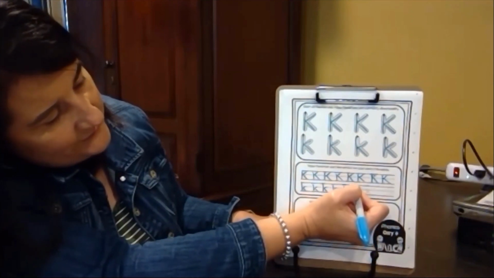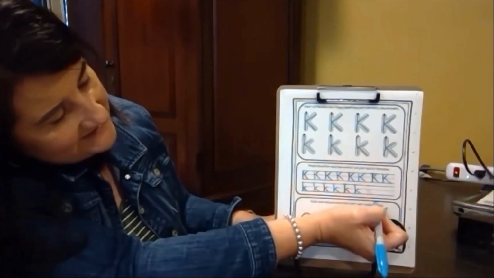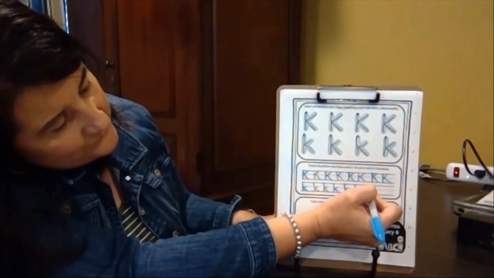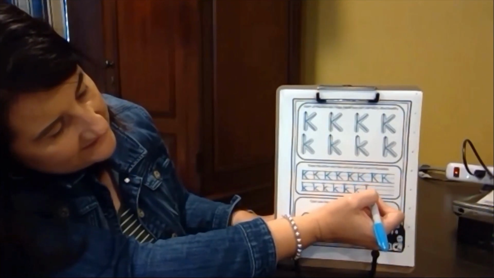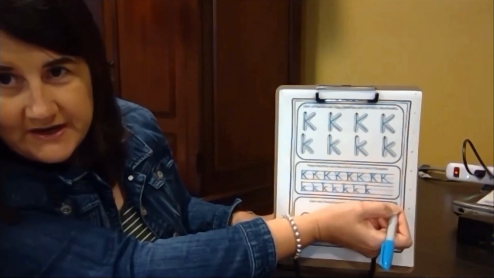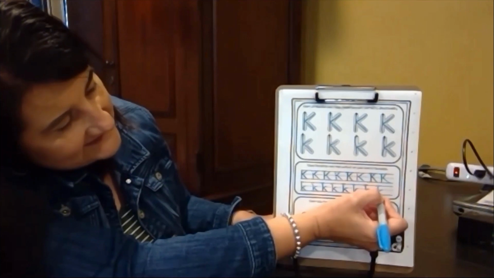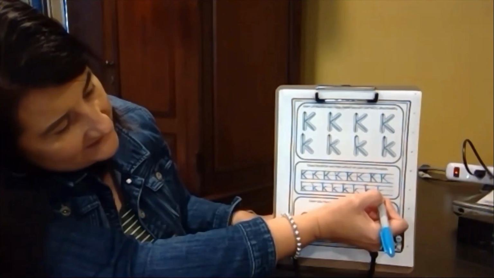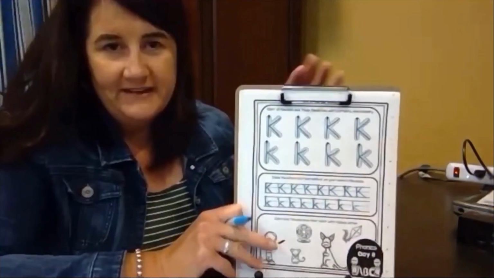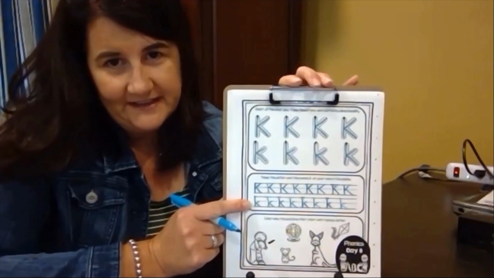Try it on your own. Trace one last time, lowercase k, straight down, slant in, slant out. And then you're going to try it on your own in that little space. Straight down, slant in from the middle line, slant out. Okay, so those are uppercase K's, k, k, k, lowercase k's, k, k, k.